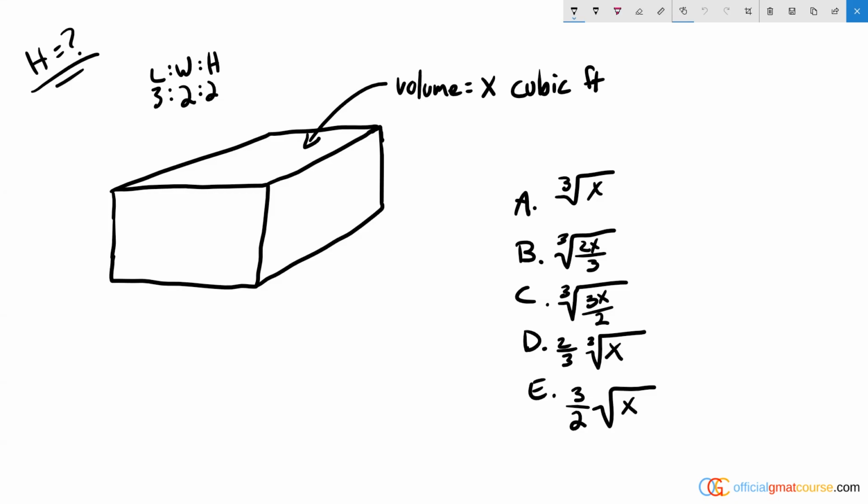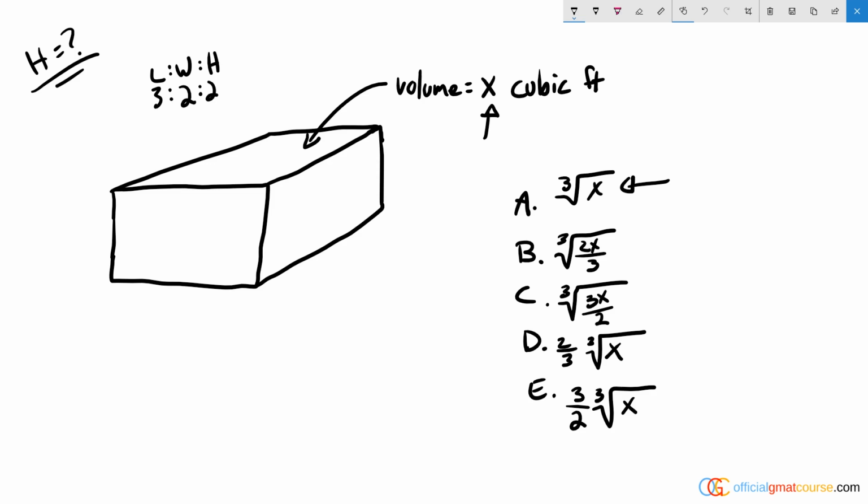Right, so our job is to find the height in terms of x. If you look at your answer choices, all of them have something to do with x being cube rooted in some way. And if we look at the situation here, when I have variables, I like to pick numbers and work with hard values because it makes my math a lot easier.